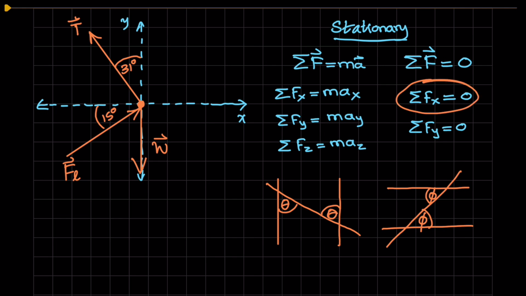So we will sum the forces in the x direction and set it equal to 0. We'll sum the forces in the y direction and set it equal to 0. Let's go ahead and do that. We're going to sum forces in the x direction. So what are the forces in the x direction? We need to break up the vectors.